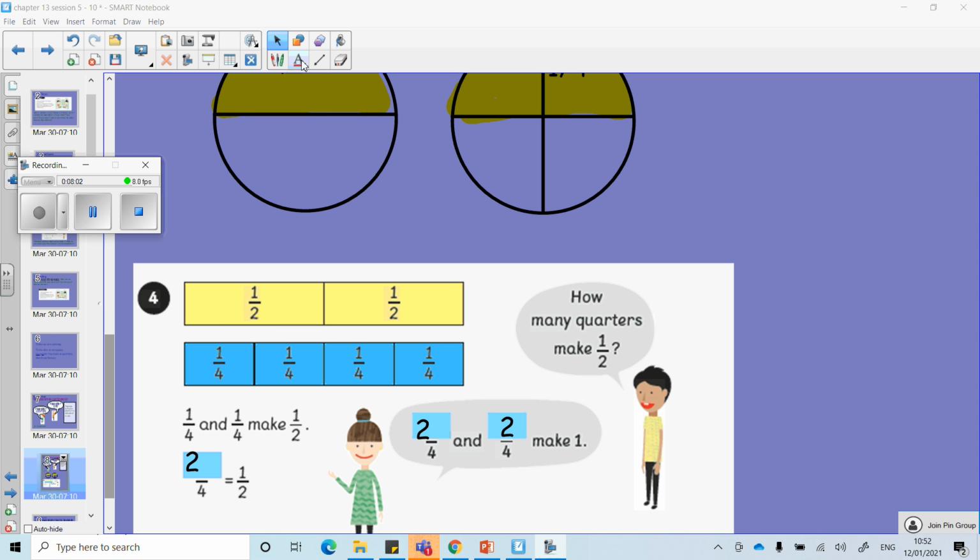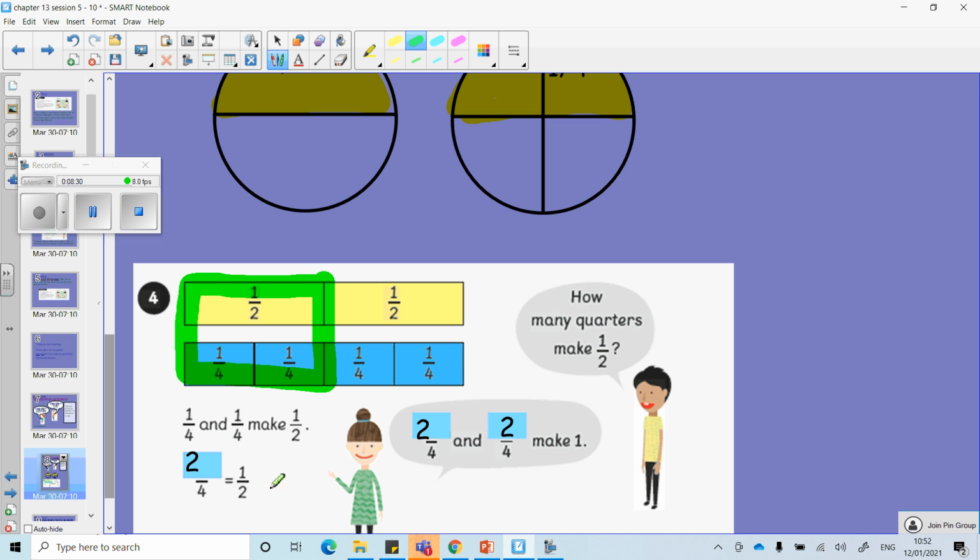Well, let's figure that out. Let's just highlight a little section. So 1/2 is the same size as 2 quarters. The same size, so 1/2 is the same as 2 quarters. 1/4 and 1/4 make 1/2. 2 quarters equal 1/2.